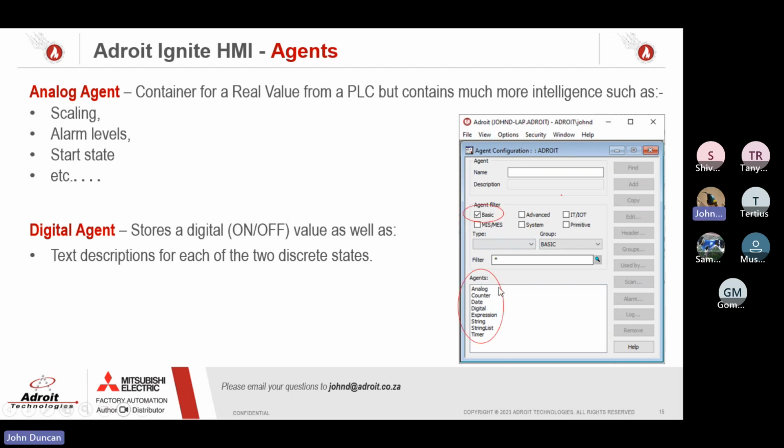So looking at the basic agents, these are the basic agents that you can actually see. You can go view all of them together by unticking that box, or you can choose whichever one you want to.